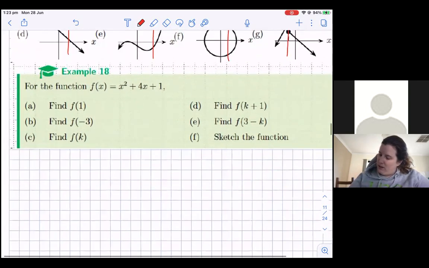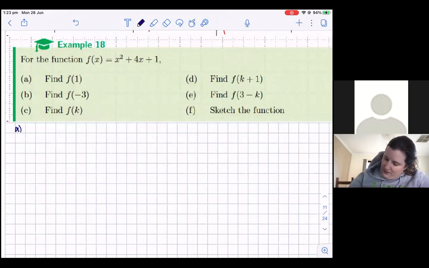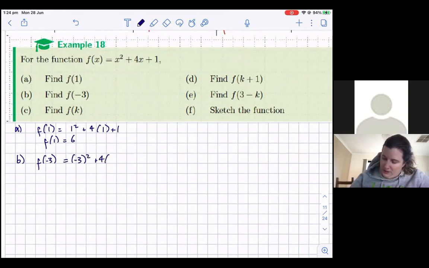Okay, next one, we're just subbing in different values. So when they talk about f of 1, that means we've got 1 squared plus 4 times 1 plus 1, which is going to be 6. If they talk about f of -3, then we've got -3 squared plus 4 times -3 plus 1. If you're just spamming these in your calculator, make sure you put brackets around that negative. So we've got 9, take 12, -3 plus 1, -2.